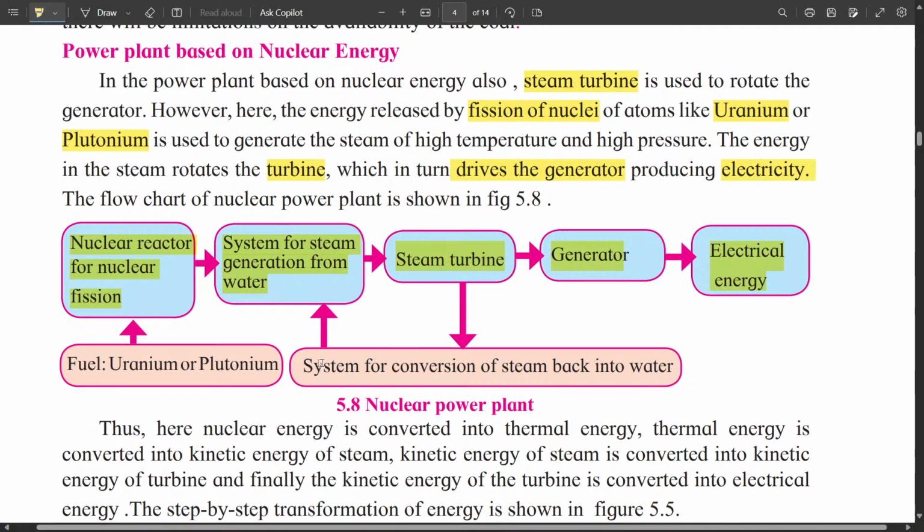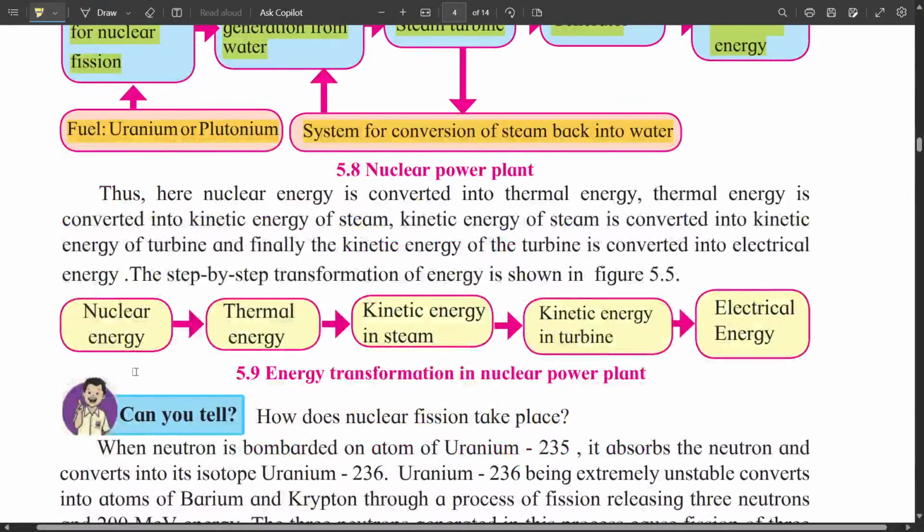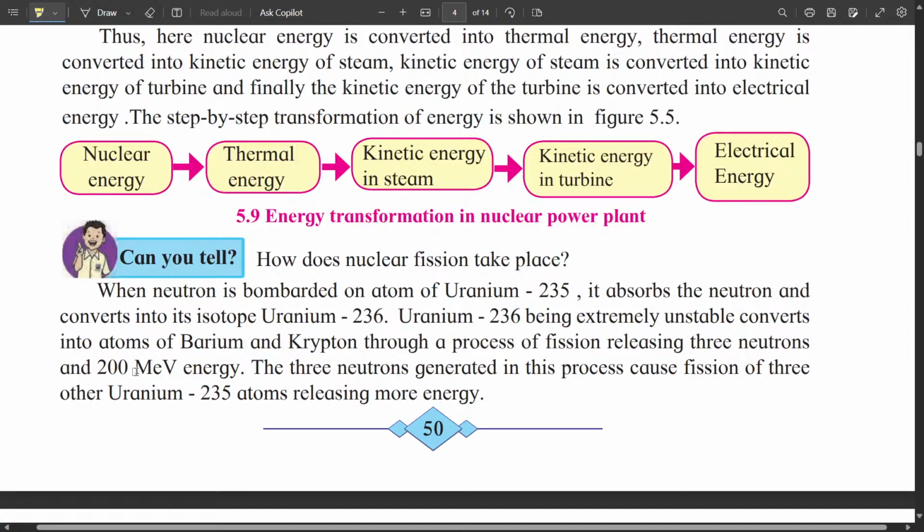Then there is a system for conversion of steam into water. Here fuel, coal, is not used; instead uranium or plutonium is used as a fuel. Thus here nuclear energy is converted into thermal energy.